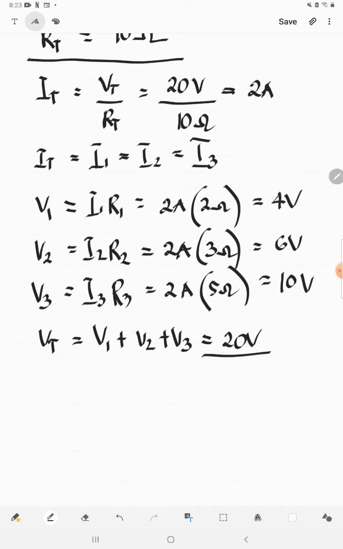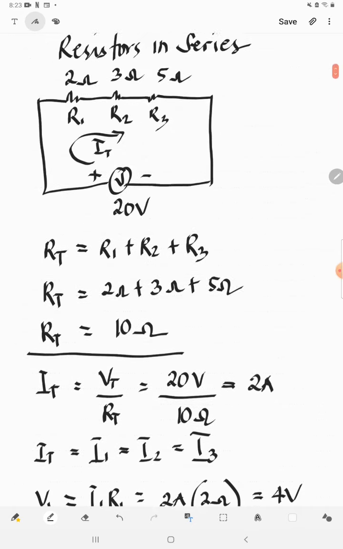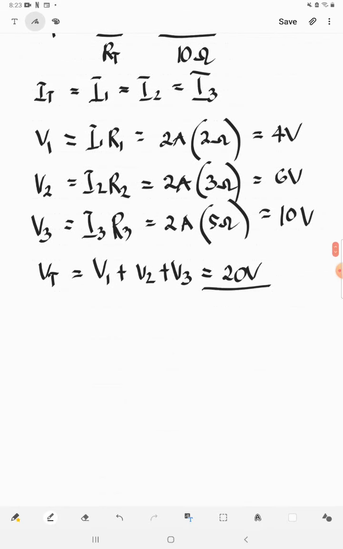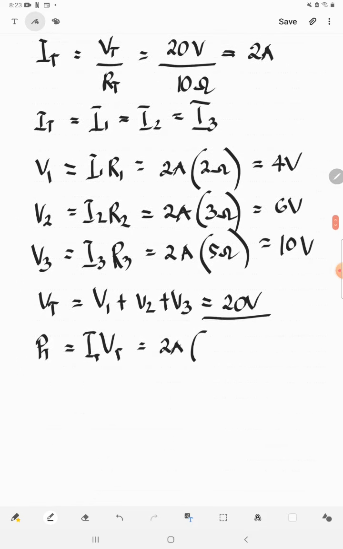Okay? So find the power dissipated in each of the resistors. We can say that the total power is simply equal to I times V total. Okay? And your I total is simply equal to 2 amperes and your V is simply equal to 20 volts. Therefore, our power equals 40 watts.